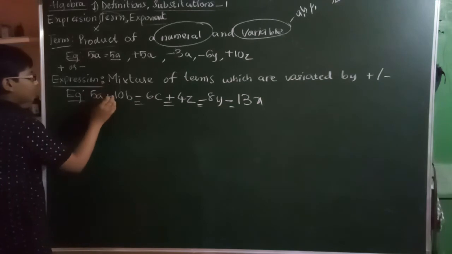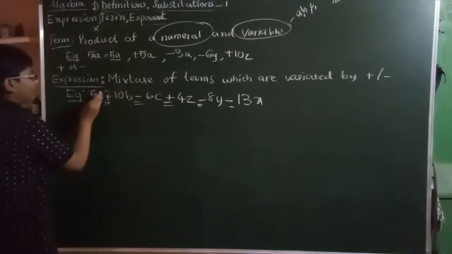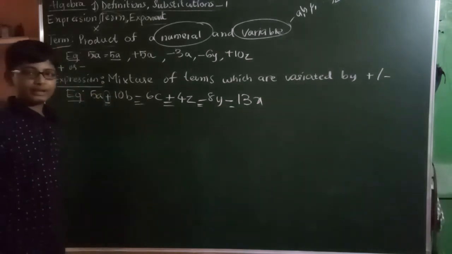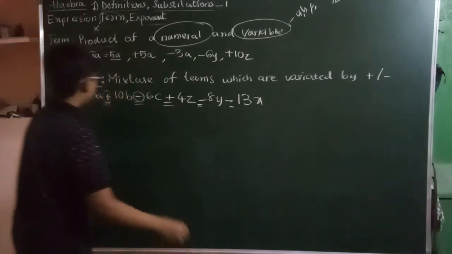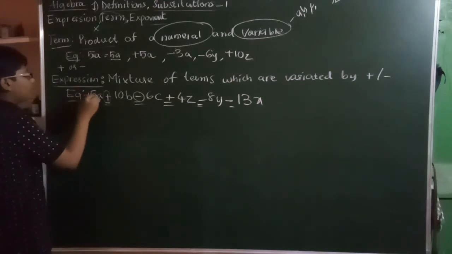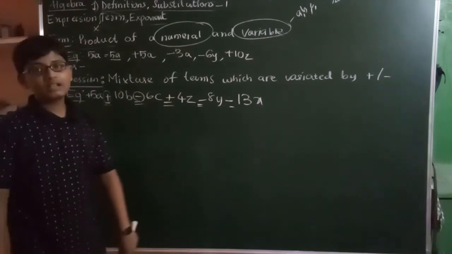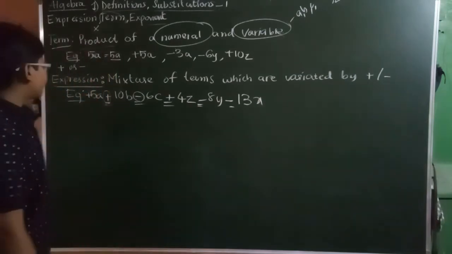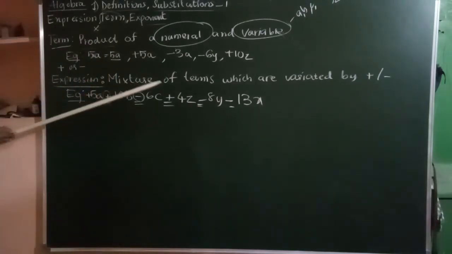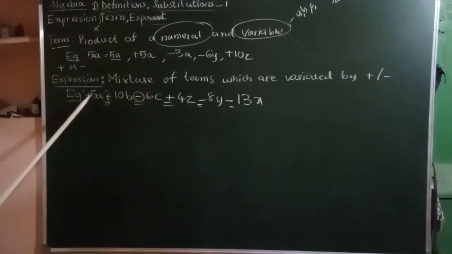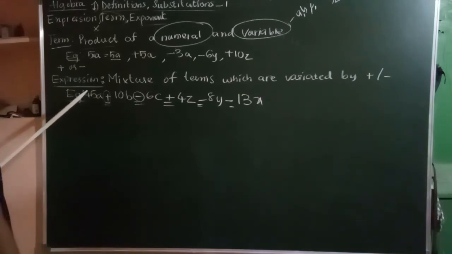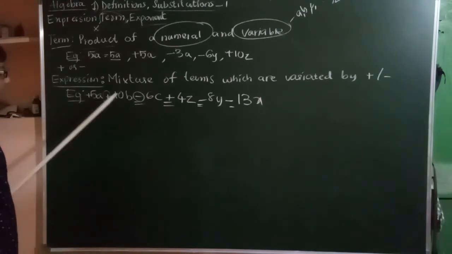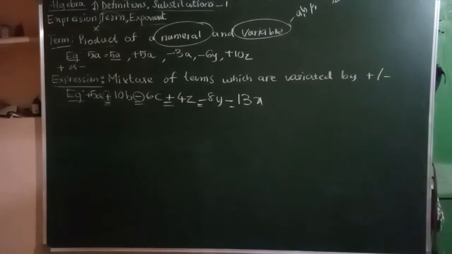Now plus here tells that 5a is a different term, 10b is a different term. Here minus tells that 10b is a different term, 6c is a different term. Here before 5a we have plus, because if nothing is there before a term, we should think it as plus. Okay. Now this is what an expression is, a mixture of terms. Terms are variated by, that is we can know that this is a term by plus or minus symbols. Okay. Now we will discuss about exponent.